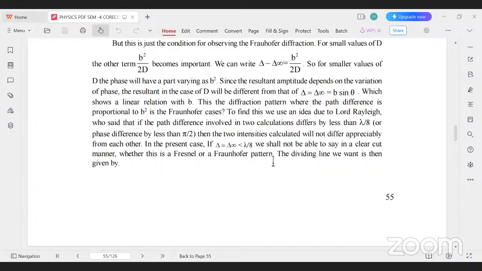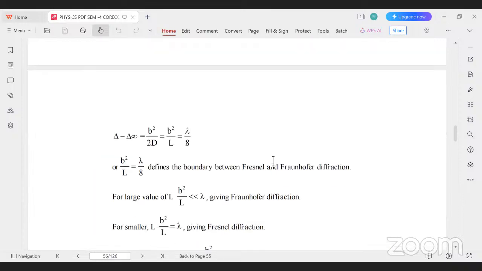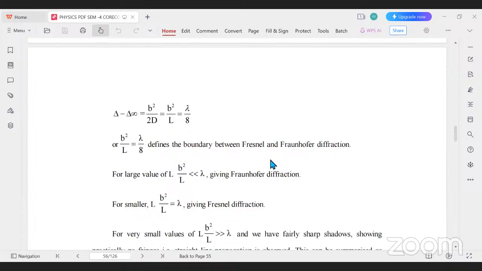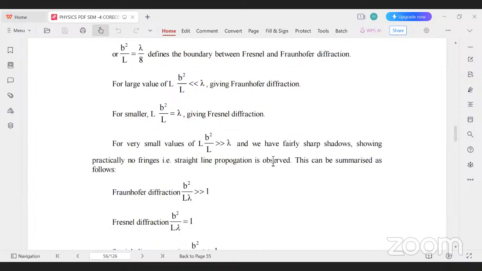That is nothing but the path difference. So here we have the equations to find the Fresnel and Fraunhofer diffraction of the boundaries, for large values and for very small values. That is when it is far, when it is near, when it is sharp, when it is shadow. So we are able to find all these lines, propagations, and observations.